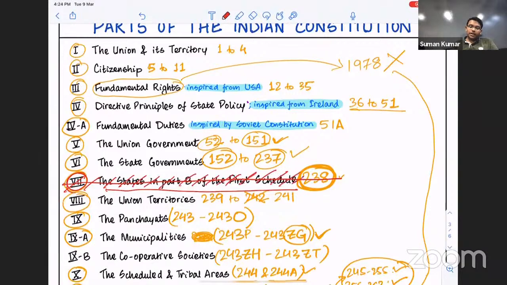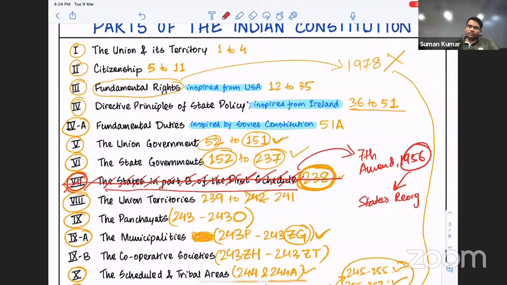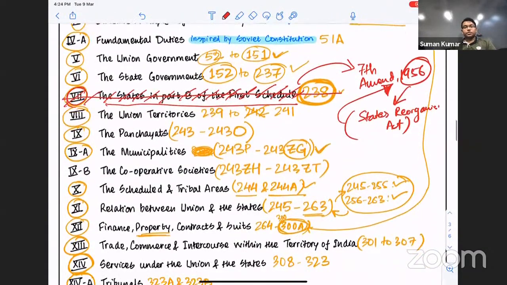When was it removed from the constitution? When you read that chapter, you will know that it was removed in the 7th Amendment 1956. Why was it removed? Because in 1956 the States Reorganization Act came, and the fourfold classification of states no longer existed, so this part will not remain. And that is exactly how you can link all that you are studying to the dynamic knowledge that is constantly evolving about how you can remember parts of the Constitution of India.